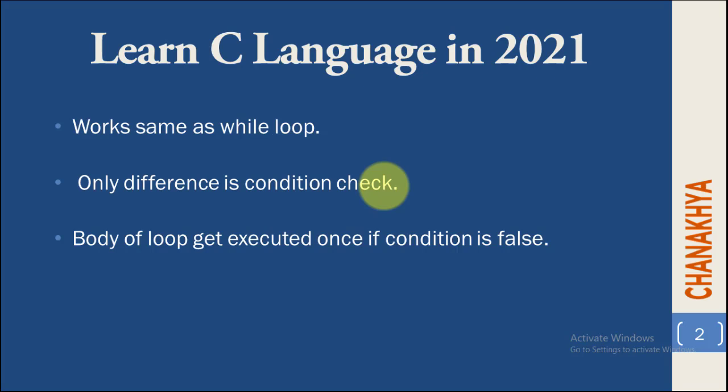So it totally depends upon the programmer's choice. If he wants to check the condition first and then execute the loop, then he has to go with the while loop. Whereas if he wants to execute the loop once and then check the condition, then he has to go with do while.